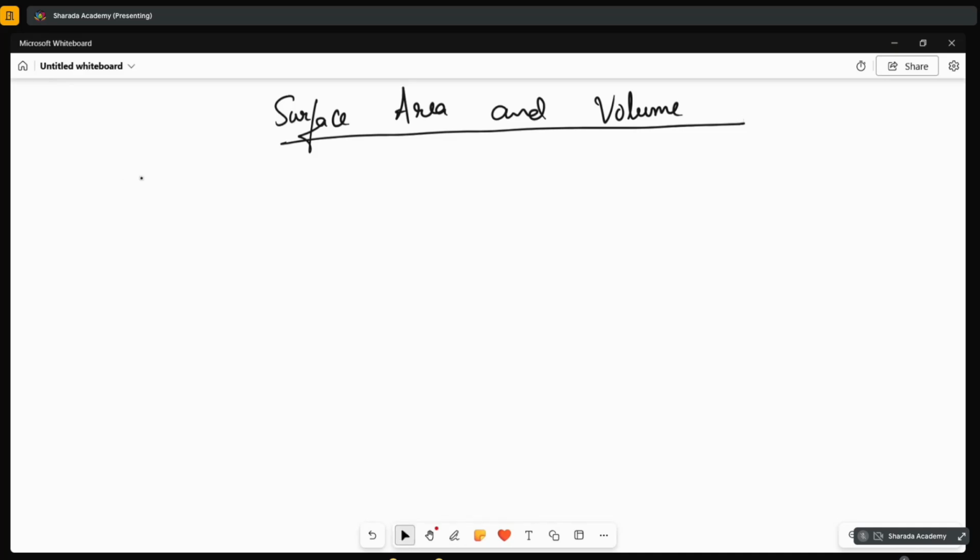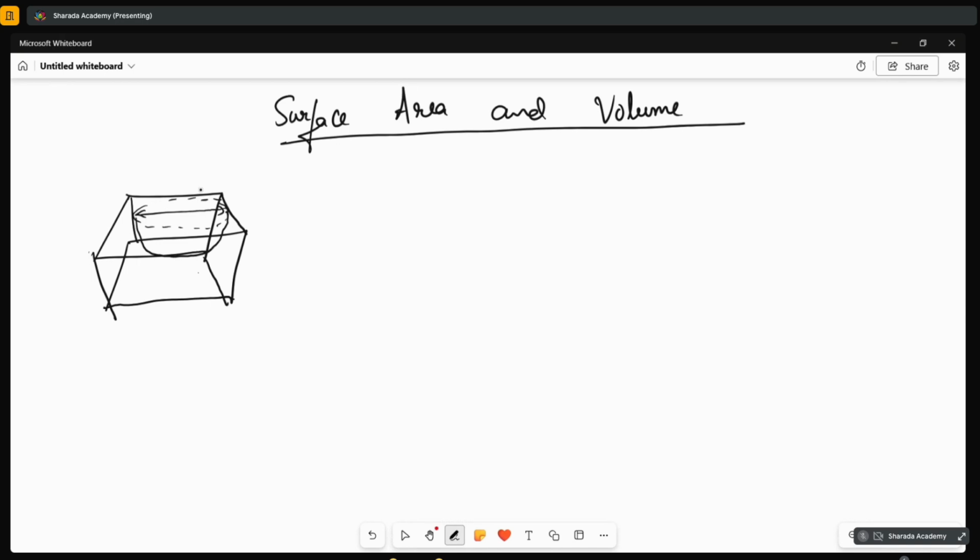It's a cubical wooden block, such that the diameter L of the hemisphere is equal to the edge of the cube. So this is equal to L. The diameter is also equal to this one. Now, determine the surface area of the remaining solid.